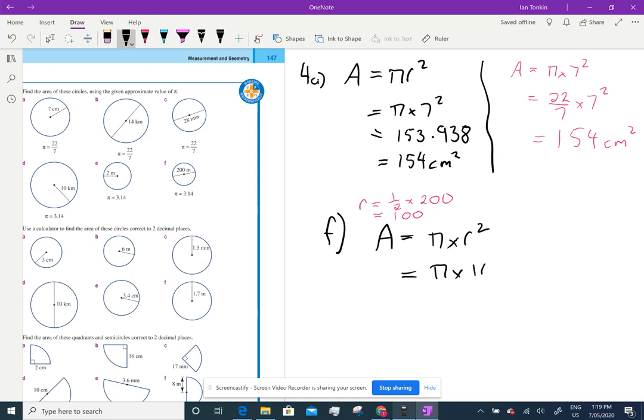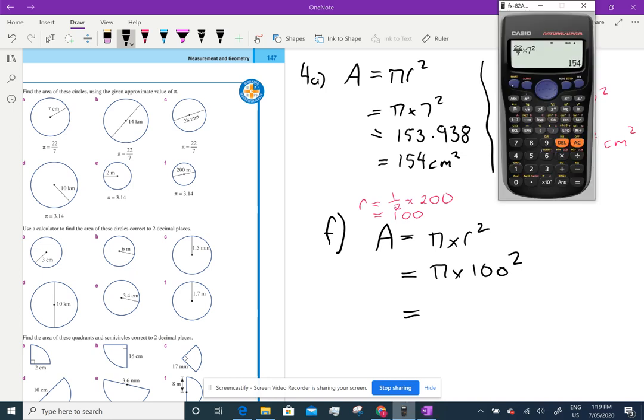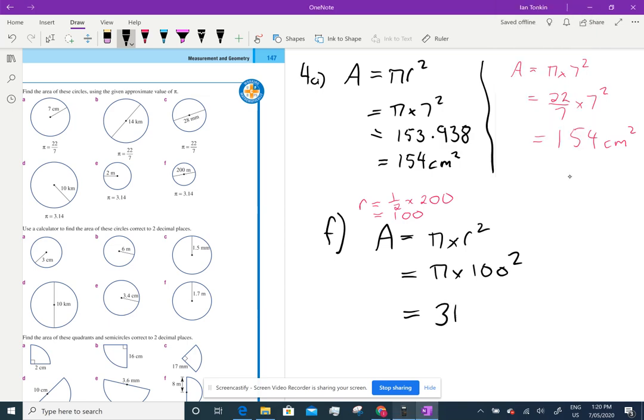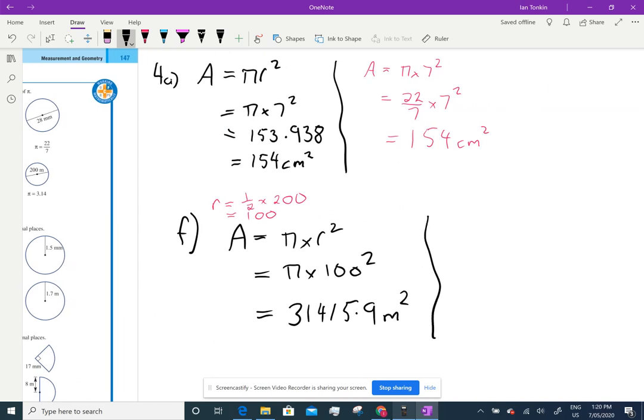So pi times 100 squared, calculator. Remember, shift down here to get pi times 100 squared. Whoops, must have done something wrong. Let's try that again. Shift pi times 100 squared. Right, 31415.9 meters, square meters. Now, the back of the book will not have that.